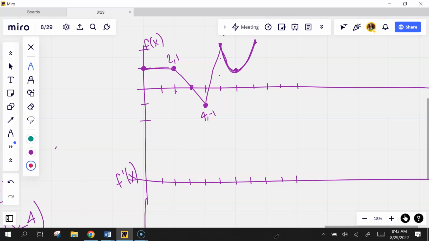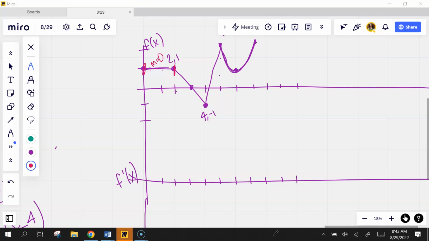Any place I put a tangent on this first segment, do you agree that the slope's going to be the same? We all agree? What is that slope going to be? From here to here, the slope is always what? 0. Because horizontal lines have slope of 0. So anywhere I put a tan line here, the slope's going to be 0. We're in agreement?